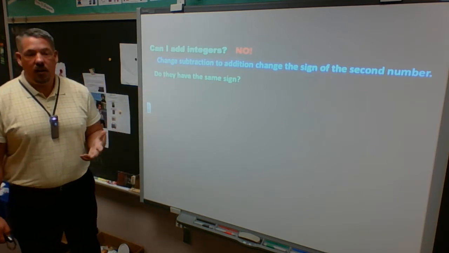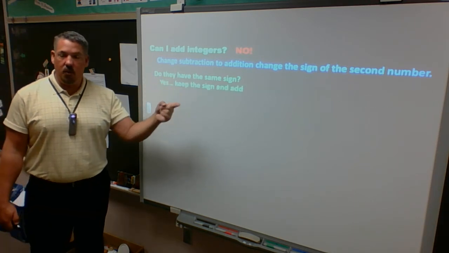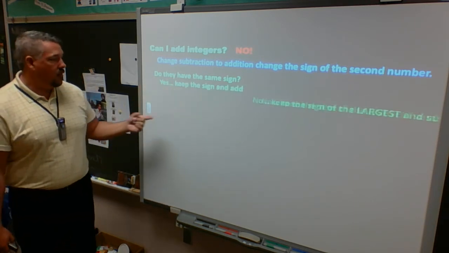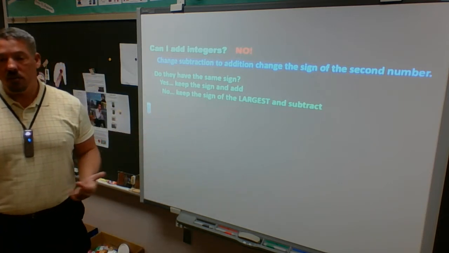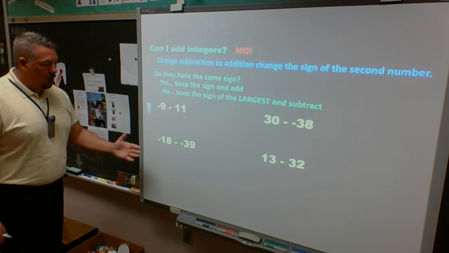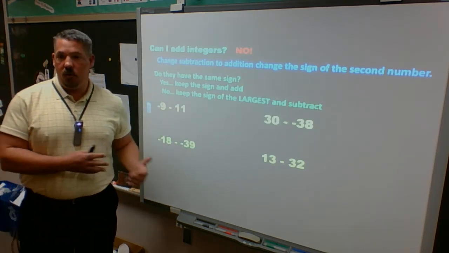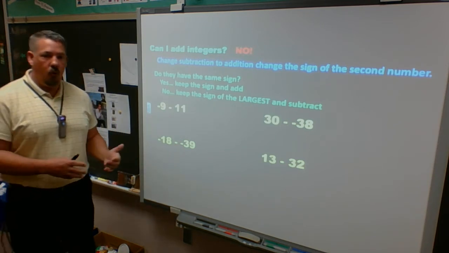And if I have addition again, I go through the same questions. Do they have the same sign? If yes, I'm going to keep them and I'm going to add. And if it's a no, then I'm going to keep the sign of the largest number and I'm going to subtract. So all of these are set up as subtraction, but I can't do them, so I have to go through and change them every time before I begin the math.